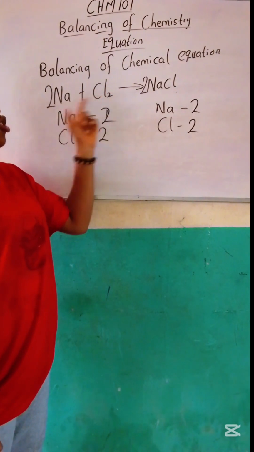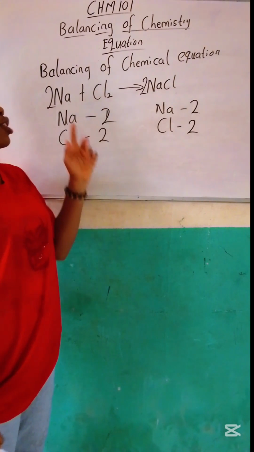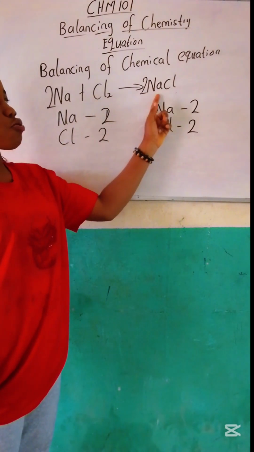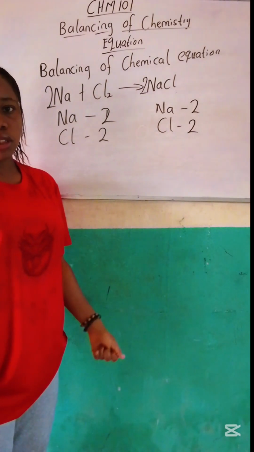So the balanced equation of this reaction is 2 sodium plus chlorine equals 2 molecules of sodium chloride.